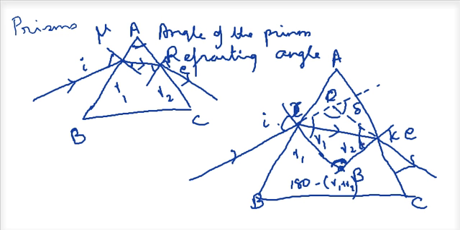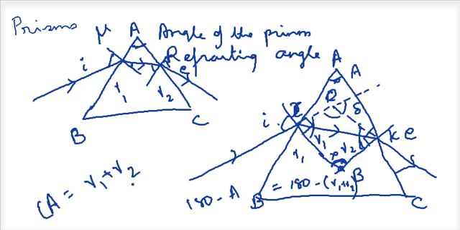Now we can try to bring out a relationship between them, but before that, this angle here is 90 because it's a normal, this angle here is 90 because it's a normal. So this and this will also add up to 180. So from there I can say that if this angle is A, this is also equal to 180 minus A. In other words, angle A, the refracting angle of the prism, is equal to R1 plus R2.